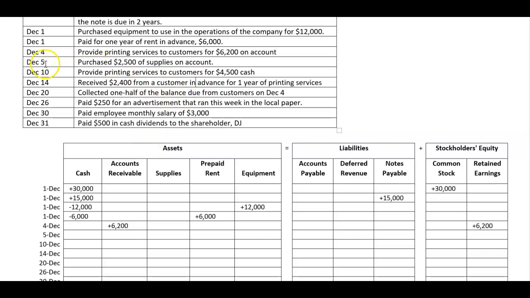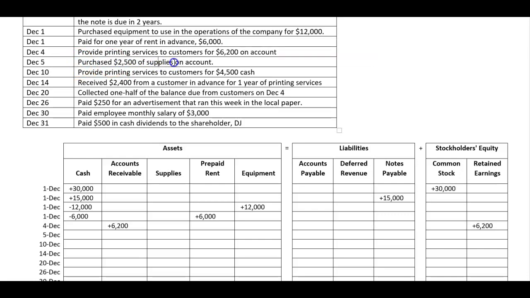All right. December 5th, we purchased $2,500 of supplies on account. So how does that impact the position of our company, the financial position? So anytime you want to, as I go through these, pause the video and then try it on your own first and then come back and watch that segment just to see how it goes. So one, we purchased $2,500 of supplies.